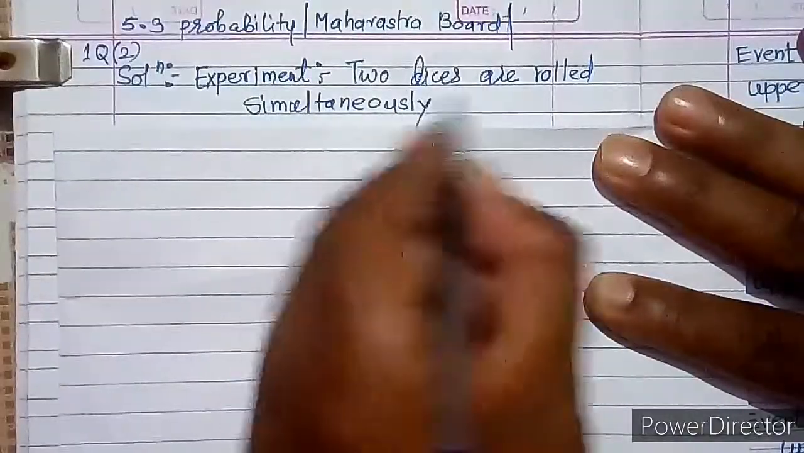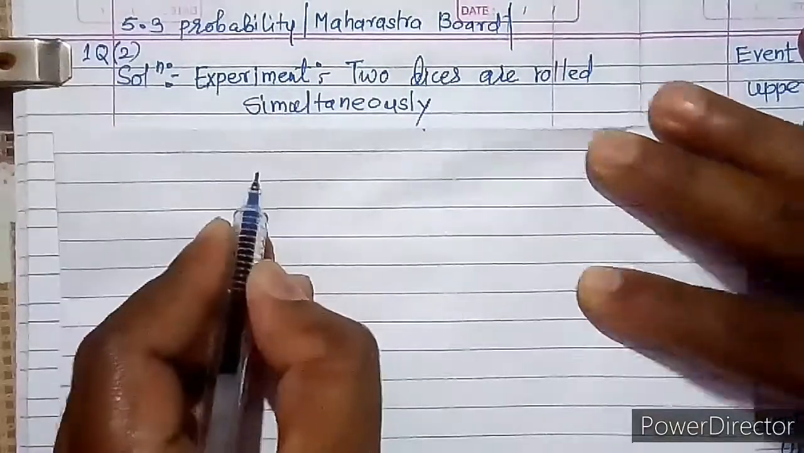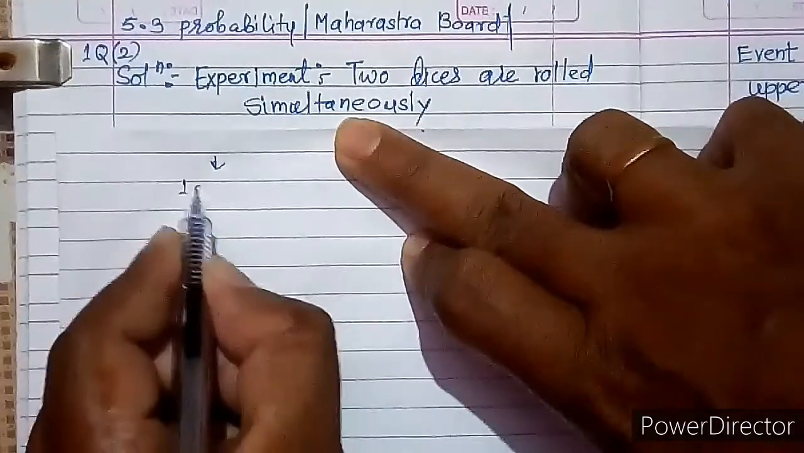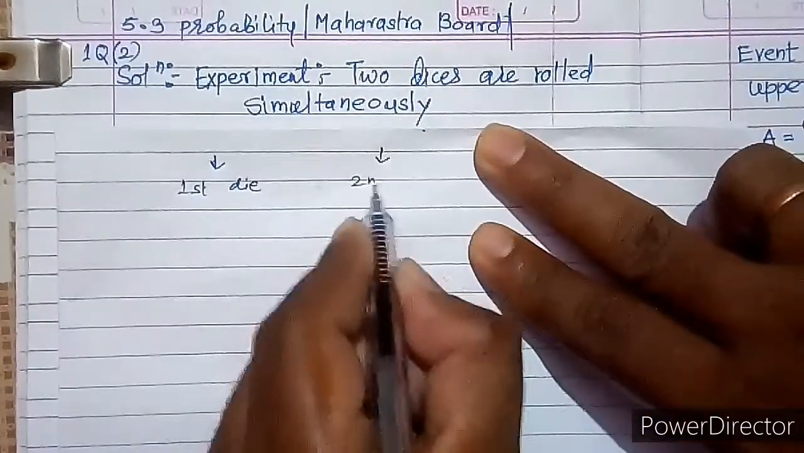The given experiment is 2 dice are rolled simultaneously. Write down the experiment. Here 2 dice are rolled. Suppose this is the first die and this is the second die.